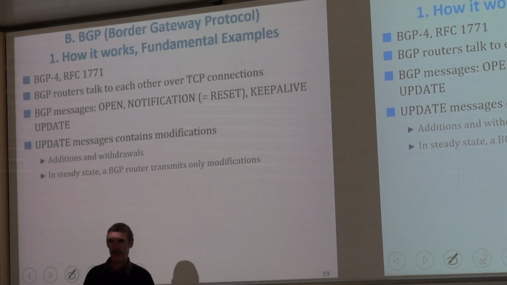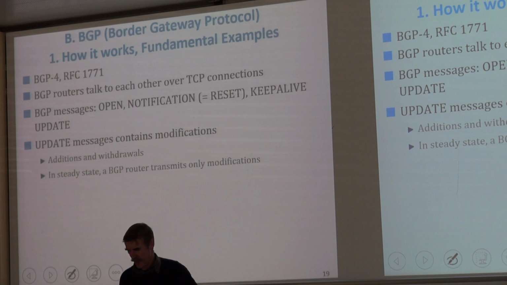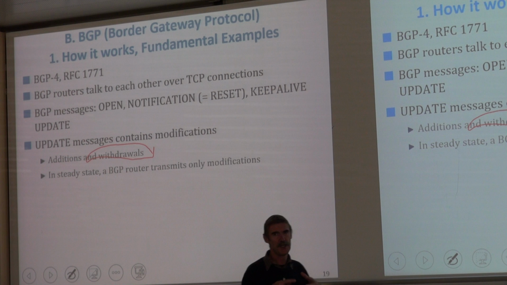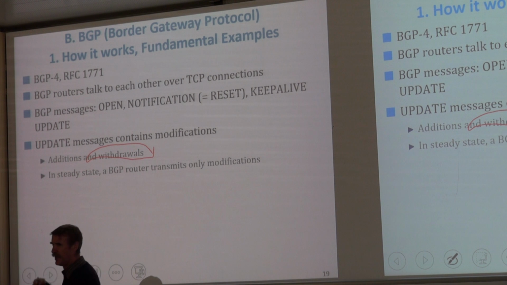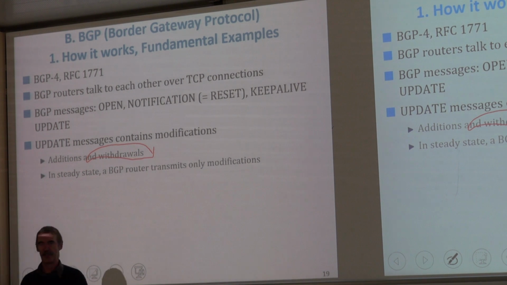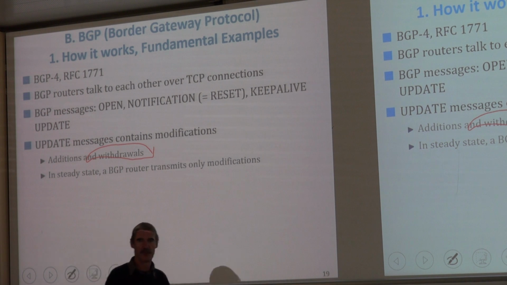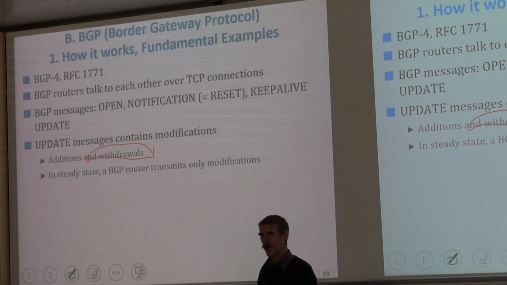BGP messages are different from the way RIP is done by the fact that there are additions and withdrawals. So a BGP router, after some time, has learned some information, and its goal is to share that information with its neighbors, with its peers. With RIP, it does it periodically by always repeating the same thing periodically. That's a soft state approach. In BGP, we use what is called a hard state approach.